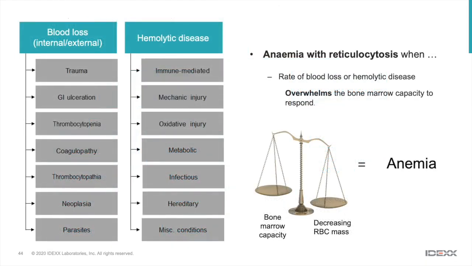What is actually happening when we see anemia with reticulocytosis, a regenerative anemia? Well, we see that when the rate of blood loss or hemolytic disease overwhelms the bone marrow's capacity to respond. Things get out of balance and we end up with anemia. And when I see that picture, I'm going to go through a long laundry list of blood loss and hemolytic disease conditions to find out what's wrong with my patient.